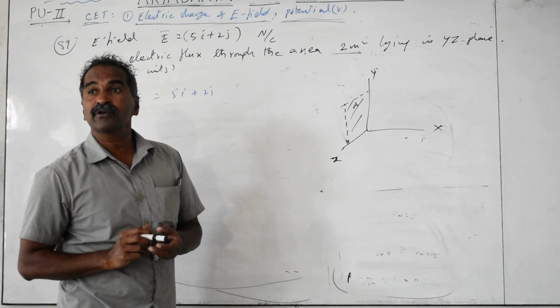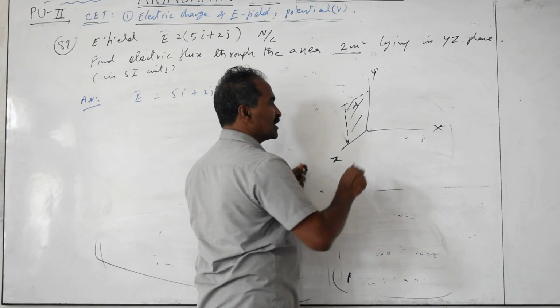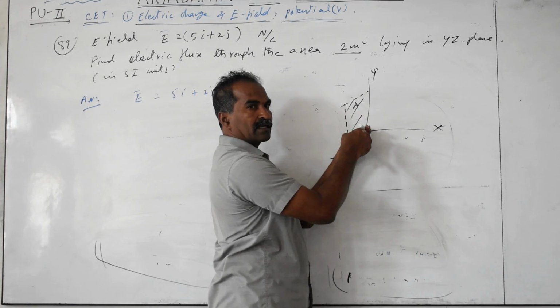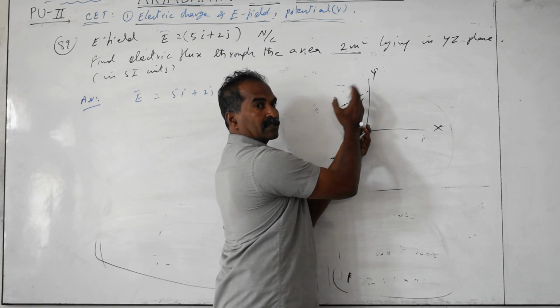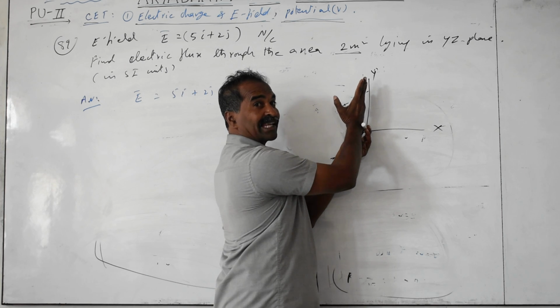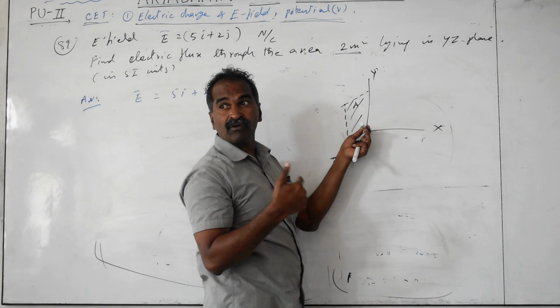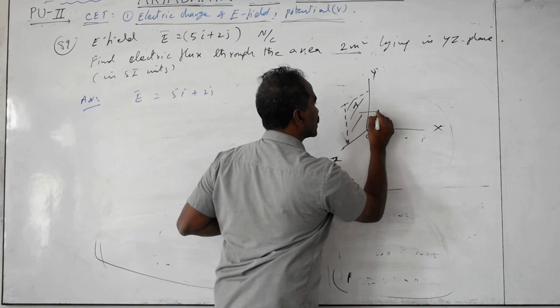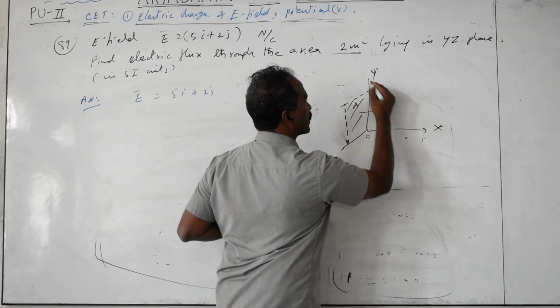The area vector is perpendicular to the area. The z-axis is not like this actually; the z-axis is like this, x, y, z. So the yz plane is like this. So what is the normal to the area? We didn't mention the direction, but it is our choice, so take the positive direction. This is the direction of n cap, the area vector we have to take.